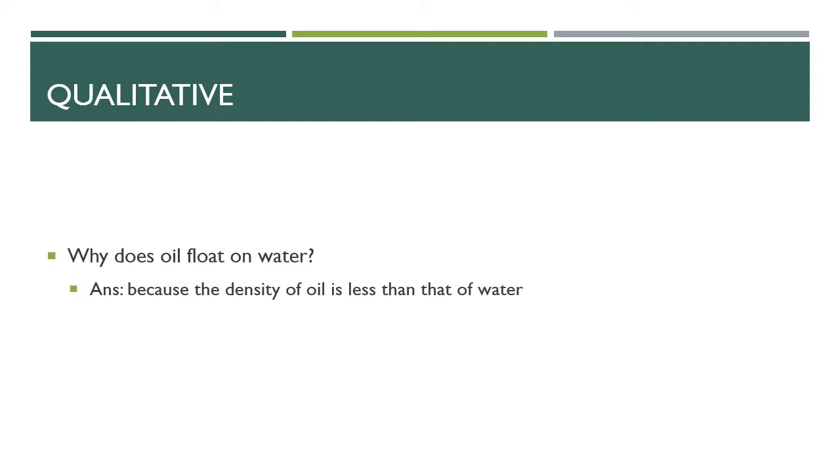So why does oil float on water? The answer is that oil has a density that is less than that of water, and so oil floats on water. Whereas another fluid, like mercury, which is more dense than water, would sink to the bottom of a glass of water.